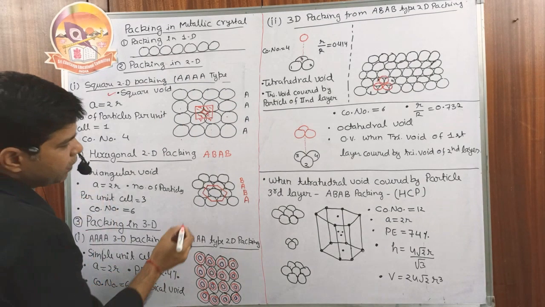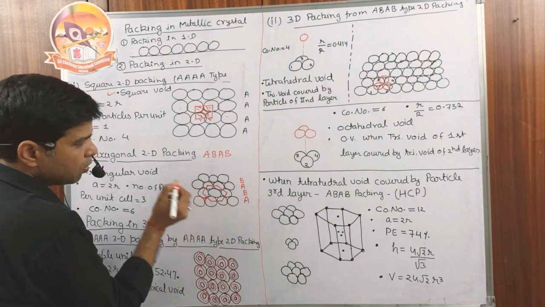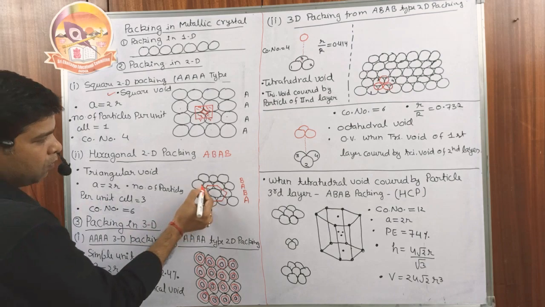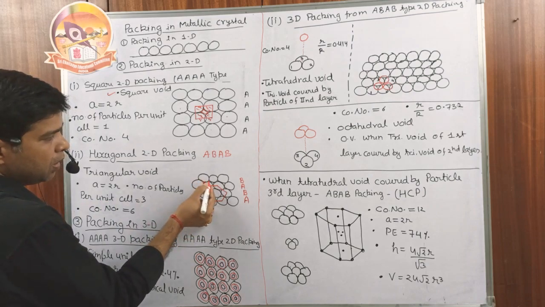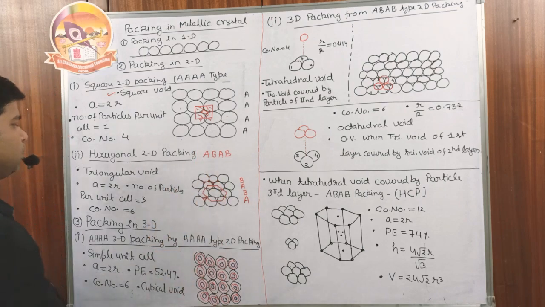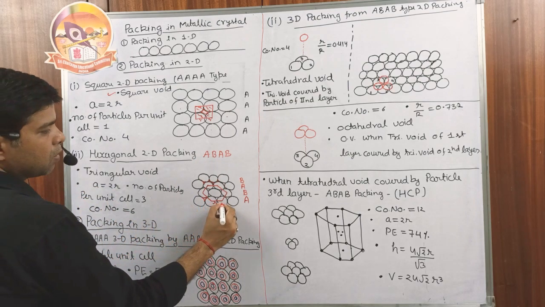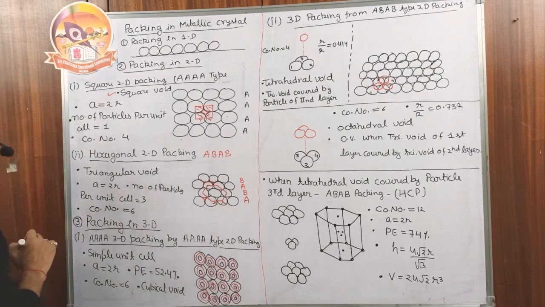What kind of void do we have here? In this one we have the void called the triangular void. One triangular void down and then one triangular void up. One triangular void down and then one triangular void up. What is the relationship between a and R? 2R is equal to a.